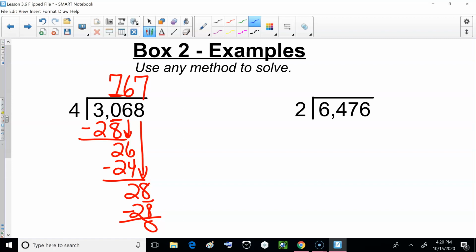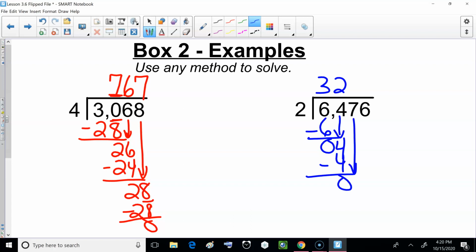And here we go. 2 can go into 6 3 times. 3 times 2 is 6. 6 minus 6 is 0. 0 is less than 2. Bring down that 4. Can 2 go into 4? You betcha. How many times? 2. 2 times 2 is 4. 4 minus 4 is 0. 0 is less than 2, so bring down the 7.